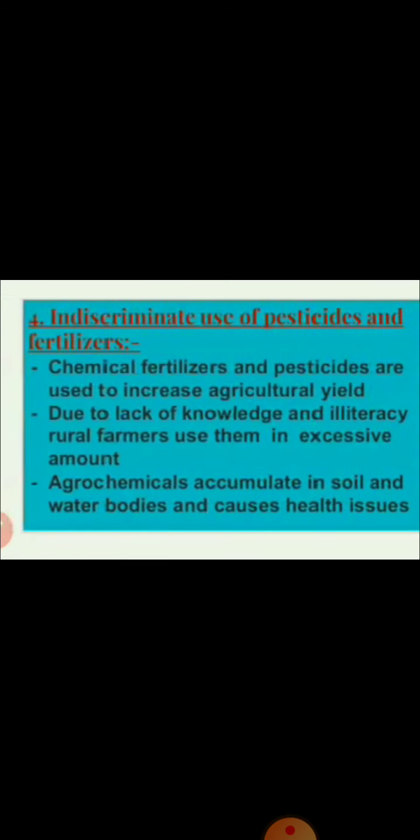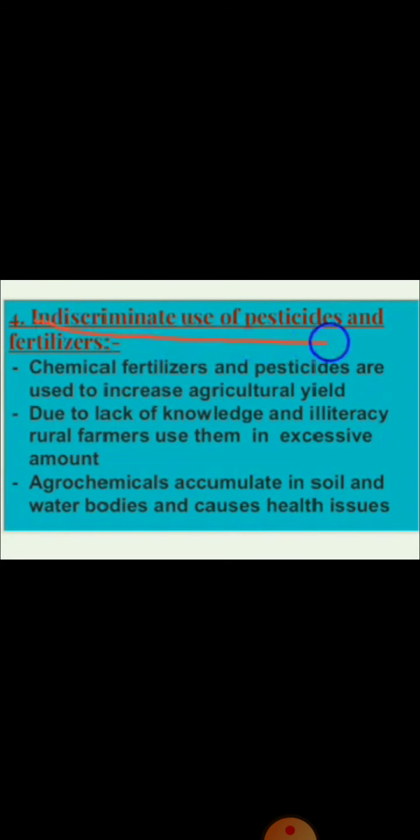And the last and very important rural issue is indiscriminate use of fertilizers. In indiscriminate use of fertilizers and pesticides, rural farmers are using these chemicals and fertilizers to increase agricultural yield. As the population is rising, to meet the nutritional needs of the growing population, a large amount of agricultural production is needed. And to get high agricultural yield, rural farmers are using chemical fertilizers and pesticides in an improper manner. They do not take preventive measures during application of these agrochemicals, which results in health hazards.